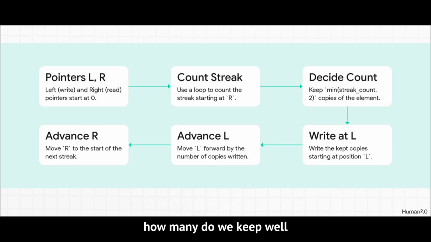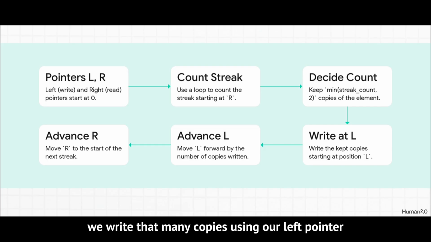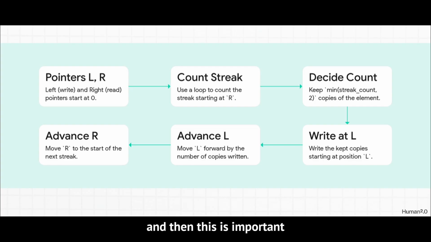How many do we keep? Well, it's the min of the streak's count and 2. We write that many copies using our left pointer, and then, this is important, we jump our right pointer past the entire group we just dealt with.